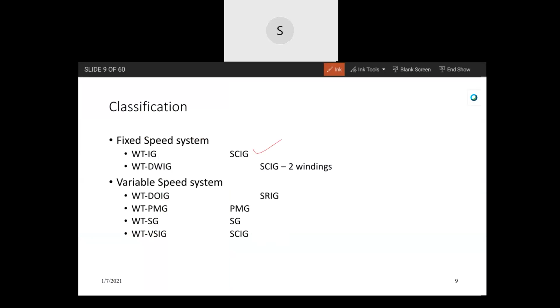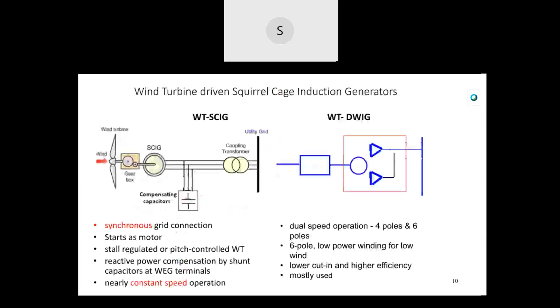All other machines, the DFIG, PMG, or the plain normal synchronous machine, and there is some induction machine again in a synchronous mode that's called the VSIG. All these are variable speed machines. We'll quickly see the systems.